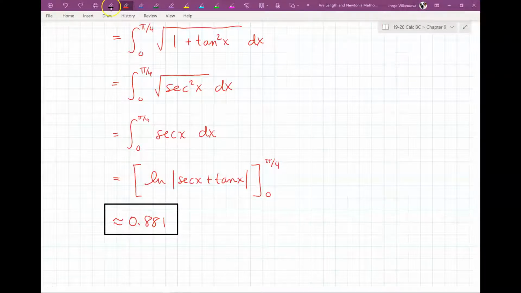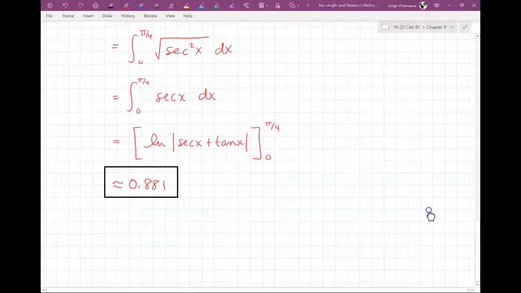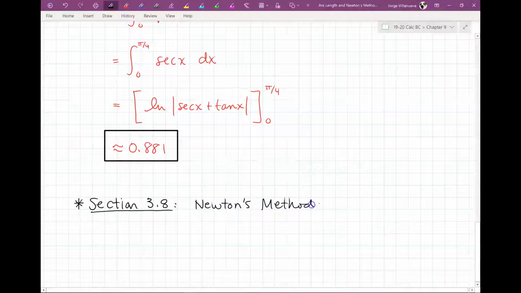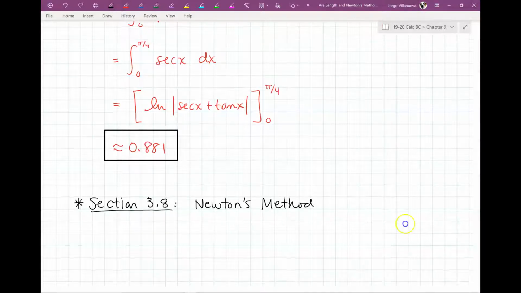So we're going to move over to section 3.8. This is Newton's method. Newton's method was a technique to approximate the zeros of a function using tangent lines. Let me show you a picture of what was happening.